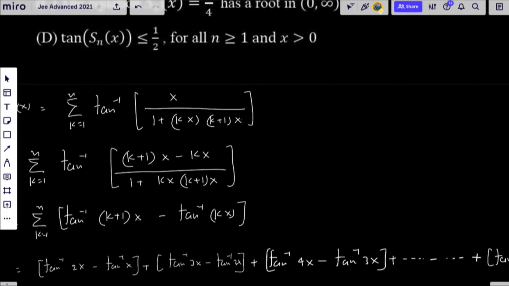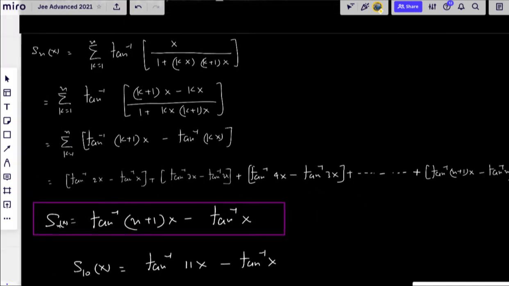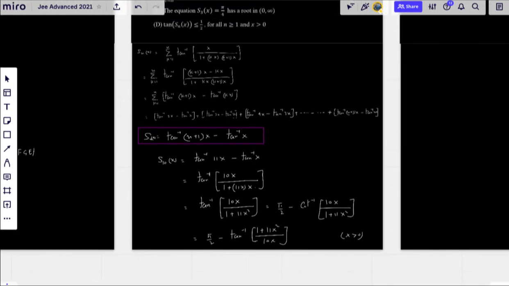Now let's check for B, C, and D options. So what about B option? Let me see. First of all, shrink and make some space over here.